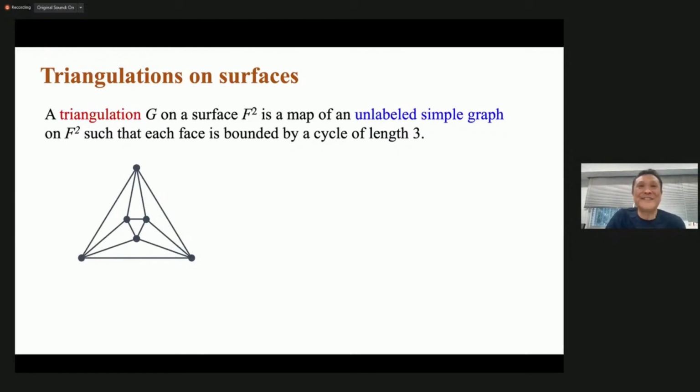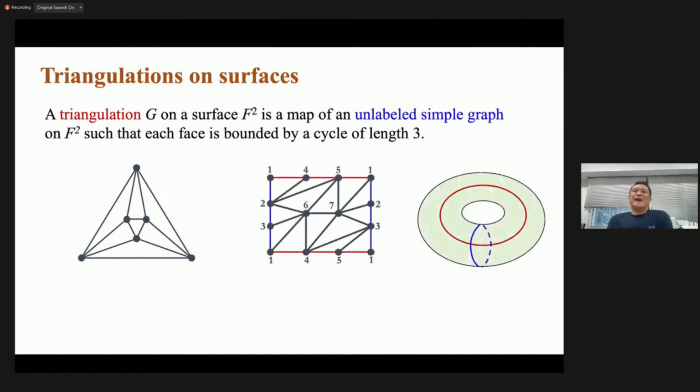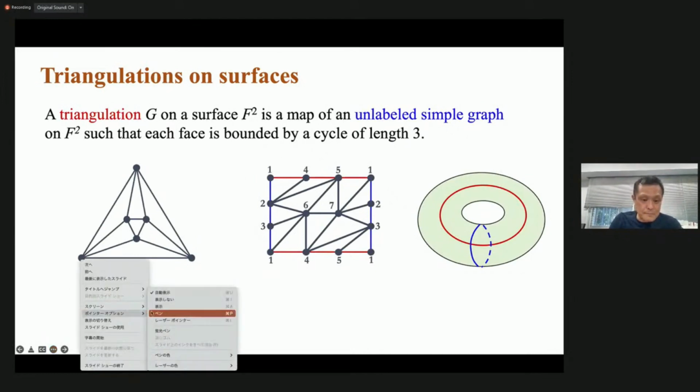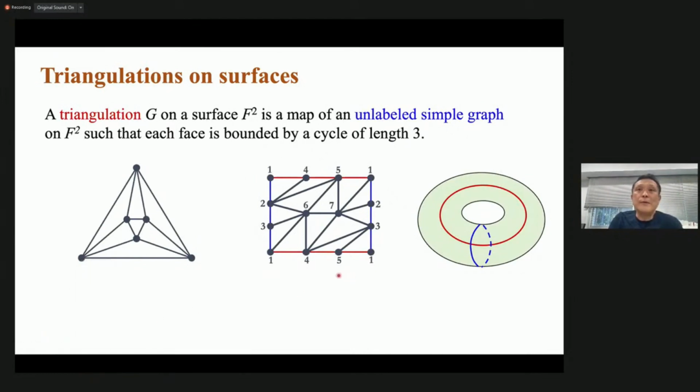Thanks. Okay, thank you. So this is another example of a triangulation, on the torus, made from this rectangle. From this rectangle, we get a torus by identifying the red segments and the blue segments respectively. Then we get a torus. This is a triangulation on the torus whose graph is K7.